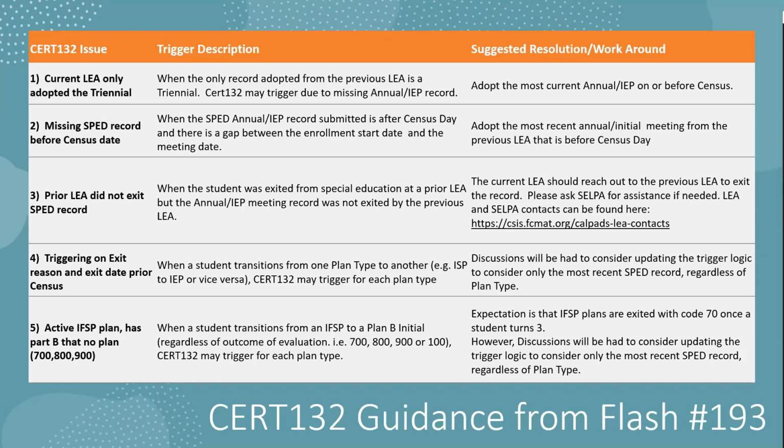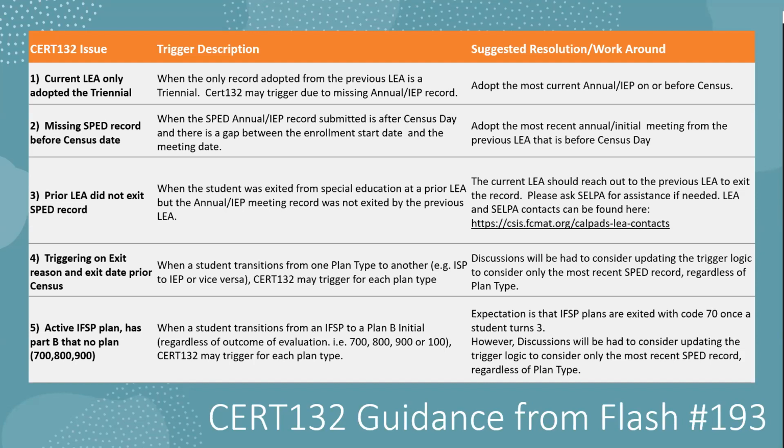So why can't you just have a triennial? Well, what's important is how we're serving the students with disabilities. And since you cannot report services unless there's an initial or an annual, the triennial evaluations are next to useless. You need to have adopted the annual IEP so you can attach the services, and that will resolve the CERT 132.